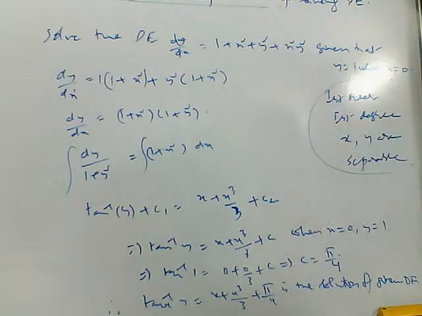Very simple question. You are able to identify it as first order, first degree, and x and y are able to be separated. Then automatically it comes under variable separable method.